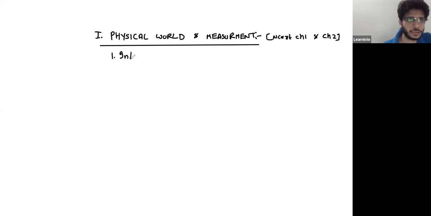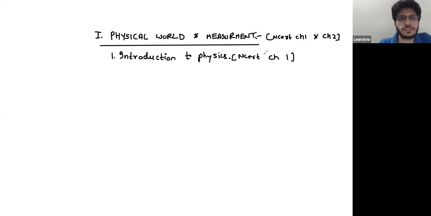The first one is introduction to physics. This is basically chapter number one of NCERT. It's a very introductory chapter. There's nothing in this chapter that I can teach you. There's only the name of the scientist and the theory. So I'm not considering chapter number one here. If you want, I can teach this at the end, but there's no point in taking this chapter. There's nothing which a teacher can help you with.